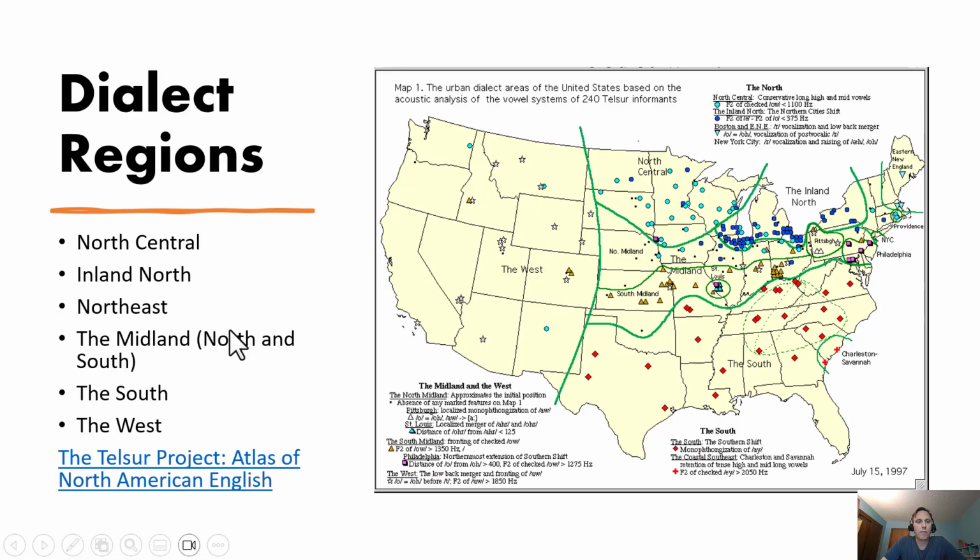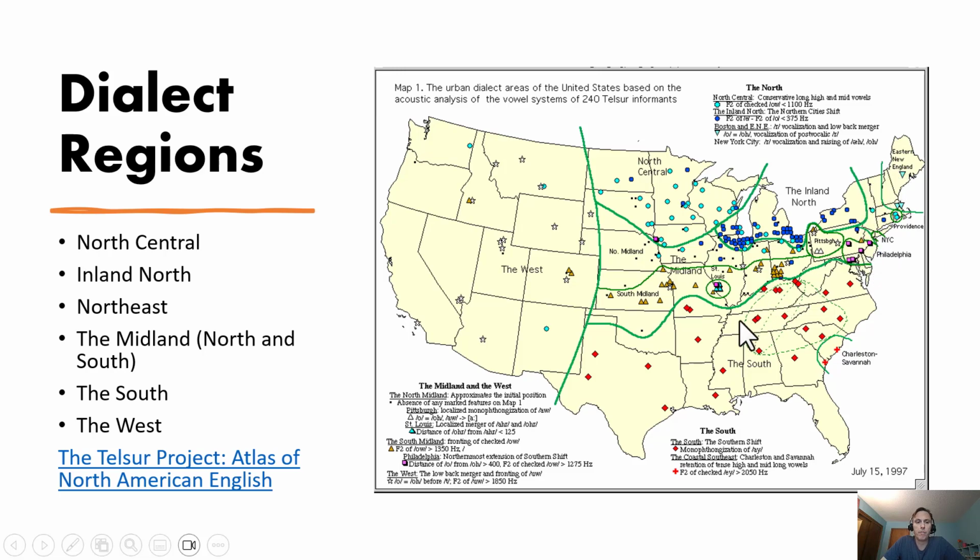All right, so let's talk about dialect regions. This map shows the United States, and it shows the main divisions of those dialect regions. There's North Central, kind of Minnesota, the Fargo accent. There's the Inland North of Chicago, Cleveland, Rochester, and Buffalo, kind of these Great Lakes states. There's the Northeast, which includes New England, New York, down to Philly, really.